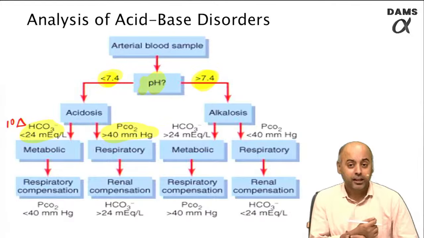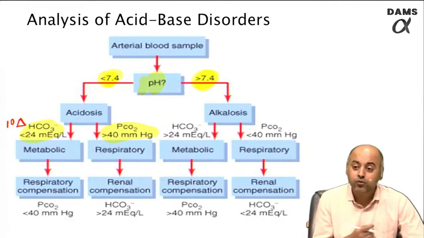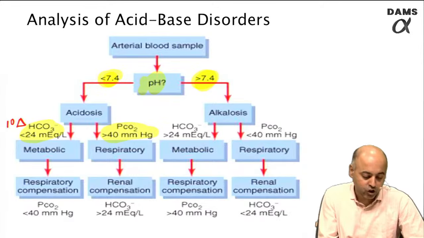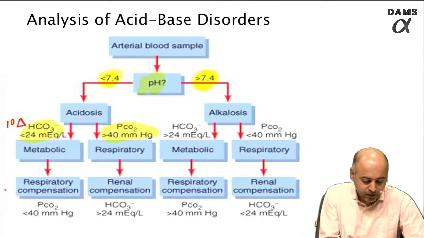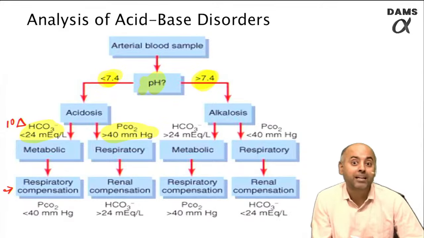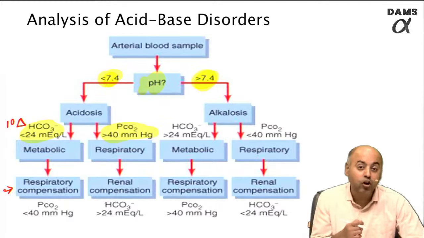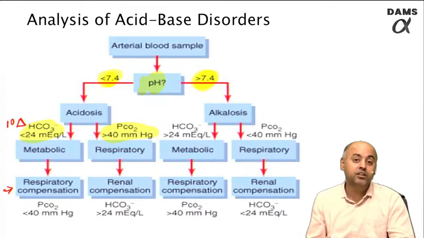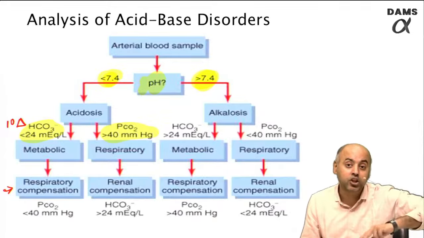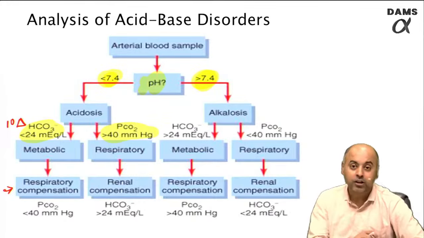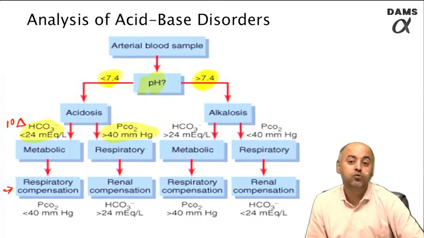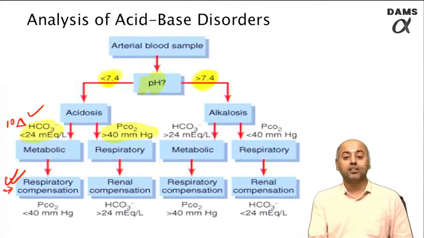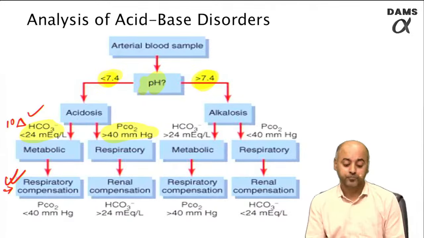However, in some questions, an additional value for the second parameter in the opposite direction can be given, in which case you also have to mention the compensation. If the options talk about compensation, then you need to look at the second parameter and see whether it is in the normal range or going in the opposite direction. So you can use this very simple flow chart to identify the primary diagnosis and whether the compensation is there or not.